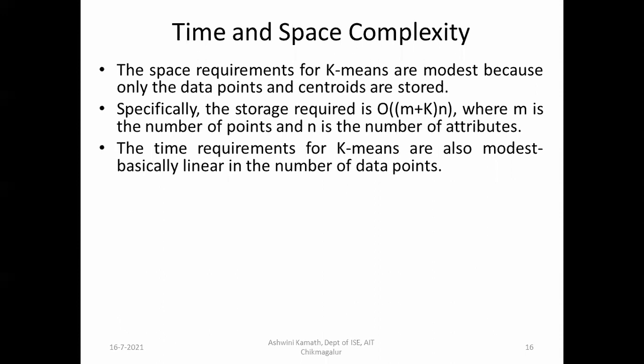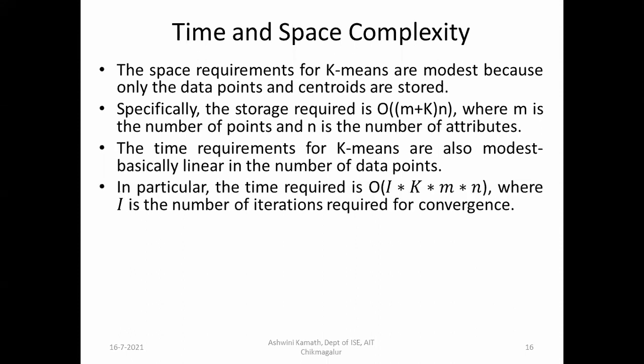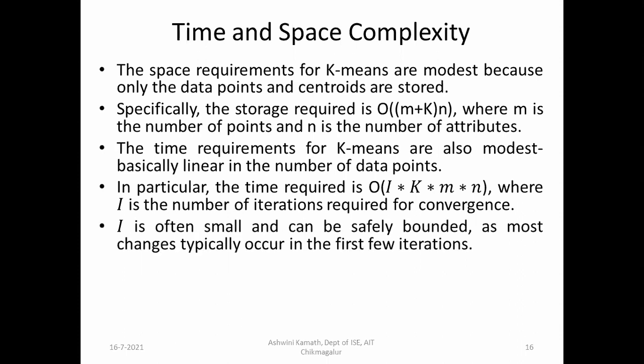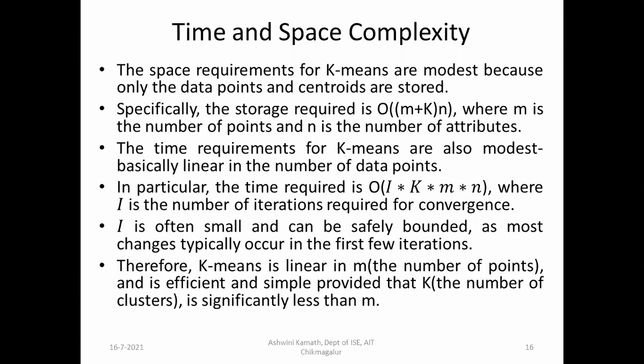The time requirement for K-means is also modest. That is, the time requirement is also less because it is basically linear in the number of data points. In particular, the time required is big O of I into k into m into n, where I is the number of iterations required for convergence. I is often small and can be safely bounded, as most changes typically occur in the first few iterations. We know that only in 4 iterations we have divided the cluster. Therefore, K-means is linear in m, the number of points, and is efficient and simple provided that k, the number of clusters, is significantly less than m.